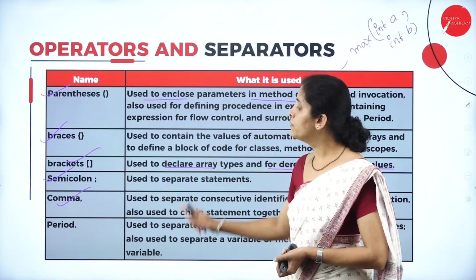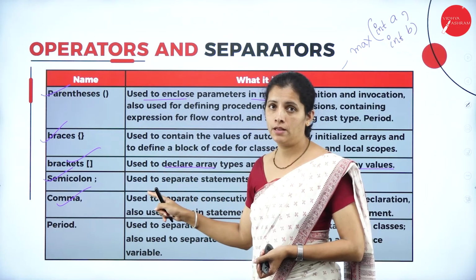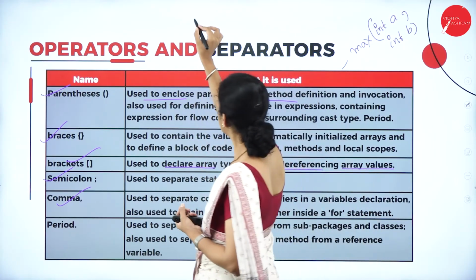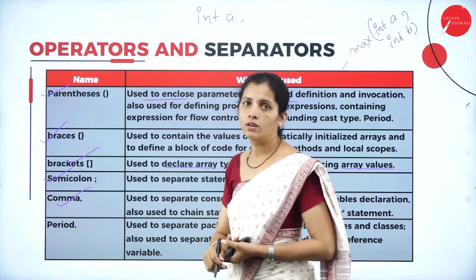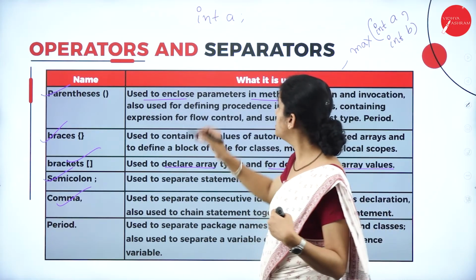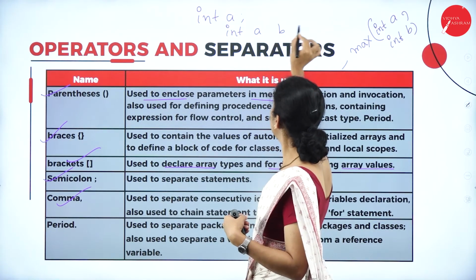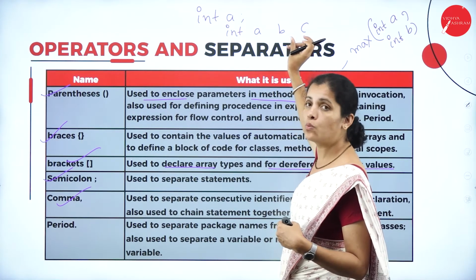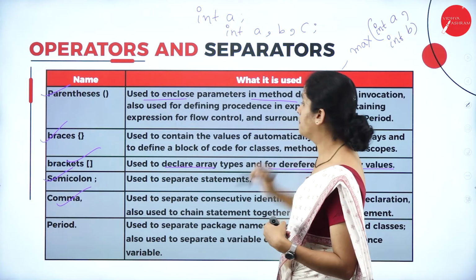Then I'm going to have the comma. Dear student, where do I use the comma? While defining variables. When I have one variable, I can directly write int a. Suppose I have more than two variables, for example int a, b, c. To separate all these variables, I use the comma.